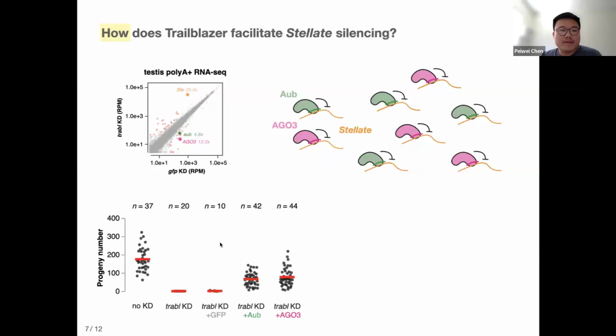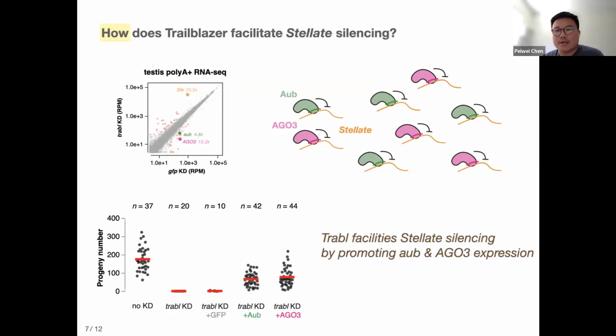Consistent with this idea, the male infertility we see upon Trailblazer knockdown can also be rescued if we express additional ALB or AGO3 proteins, suggesting that Trailblazer facilitates stellate silencing by promoting expression of ALB and AGO3. But how does it do this? How does it promote the expression of ALB and AGO3 genes?